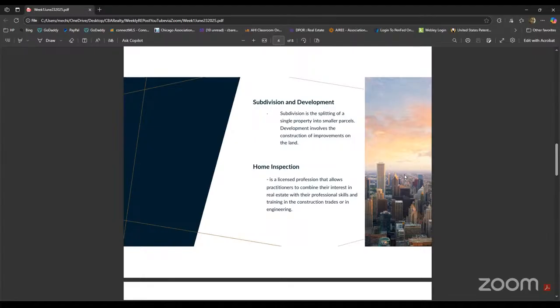Home inspection is a licensed profession that allows practitioners to combine their interest in real estate with their professional skills and training in the construction trades or in engineering. A home inspector is someone we converse with as realtors when we're working with the buyer, when that's one of their contingencies in the sales contract: they would like a home inspection. So this home inspector goes to the property and inspects it from the roof to the structure. Basically he's telling the buyer the age and the life expectancy of each component, be it the roof, the plumbing, the electrical, the foundation, things of that nature, the major bones. And some cosmetic inspections are also included in his or her report. So that's our home inspection.